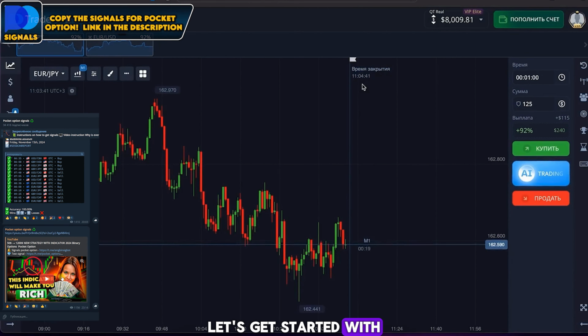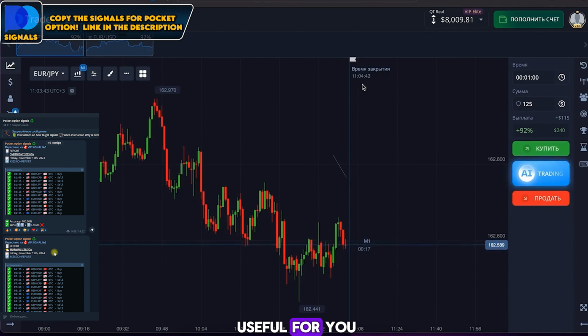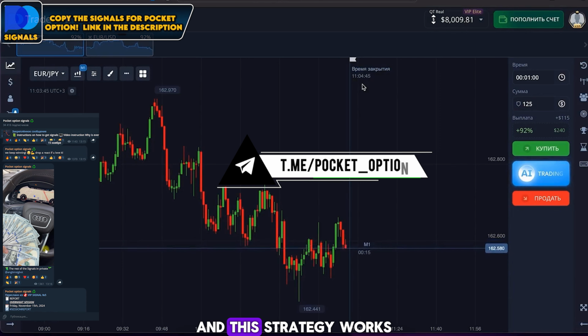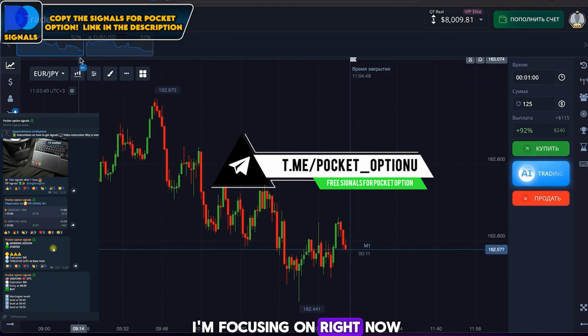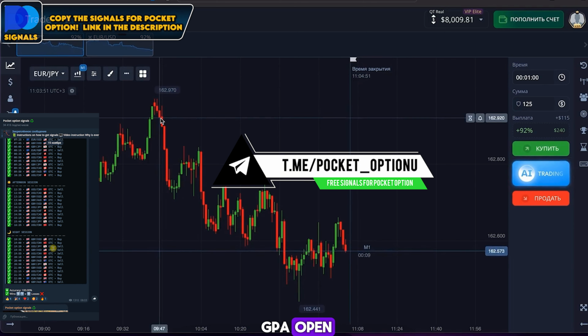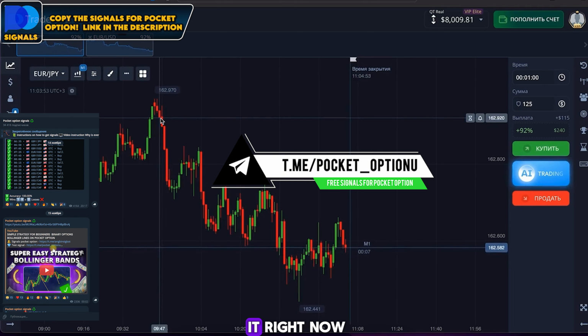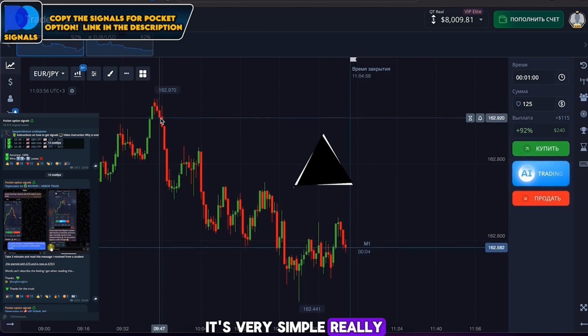Let's get started with the strategy that will be very useful for you. It's very simple, and this strategy works on non-retested pairs, which is exactly what I'm focusing on right now. Here we have Euro GBP open. I'm going to show you this strategy on it right now. It's very simple, really very simple.